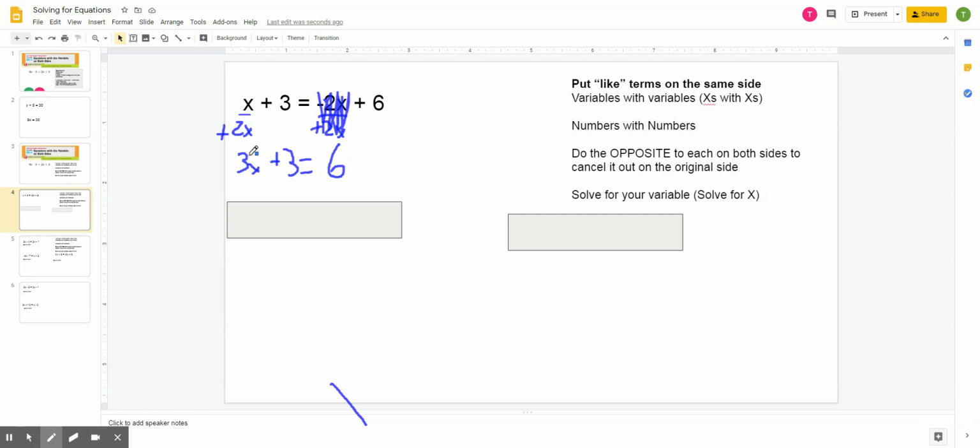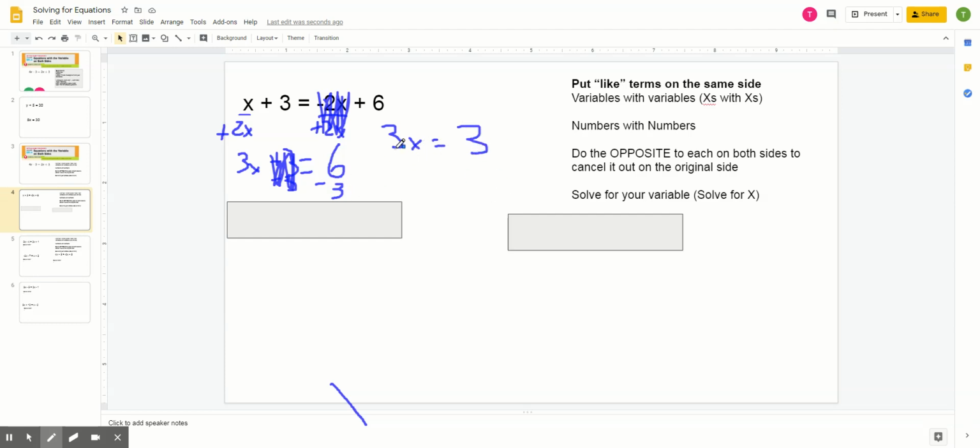I need to get x by itself. How do I do that? I'm going to cancel this out, do the opposite to it. So adding 3, I'm minusing 3. Do the same to both sides of the equation. I'm left now. Get rid of this. So I'm going to rewrite over here. 3x equals 6 minus 3, which is 3.